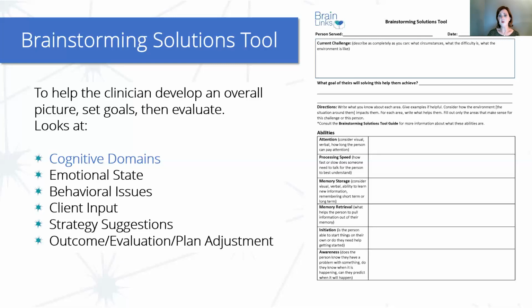For example, processing speed. Maybe they could really benefit from hearing something broken down. Give them time to think about it, maybe go back and repeat it. Examples like that. It doesn't have to be very long, doesn't have to be terribly detailed, but just the things that you know are already helping you or helping others in working with that person.